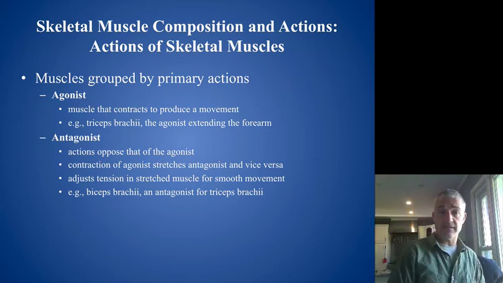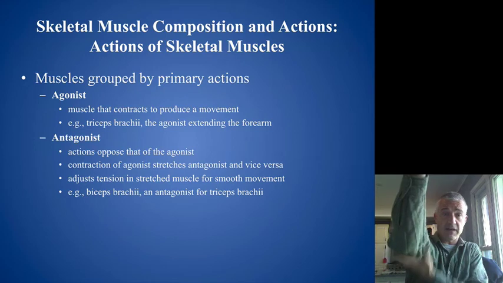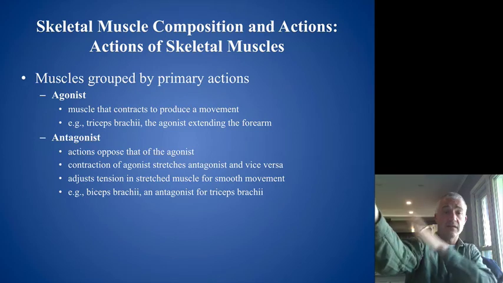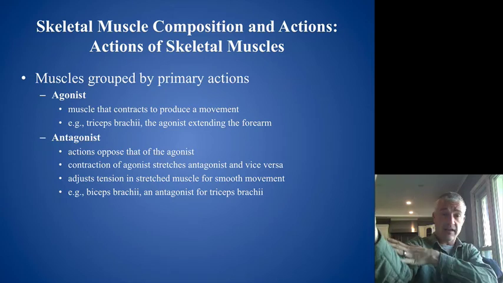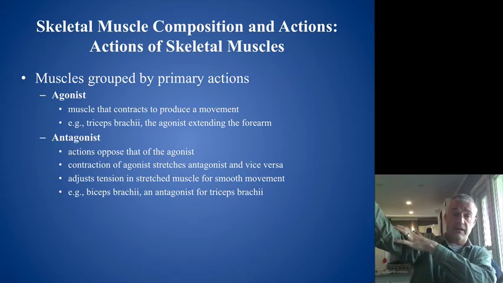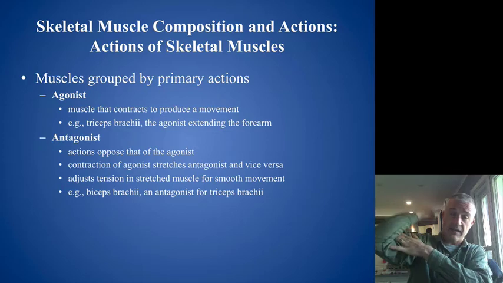And the antagonist muscle, if we're defining the triceps brachii as the agonist, the antagonist is going to be working against that, or doing the opposite movement, which in the case of the upper arm here is the biceps brachii acting as the antagonist, doing that flexion.